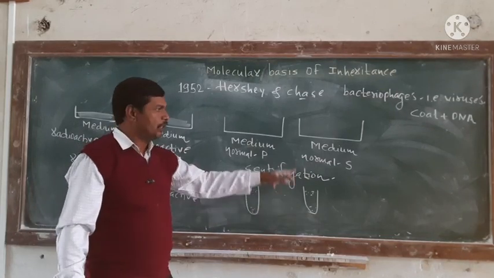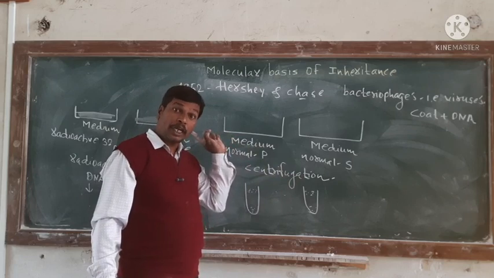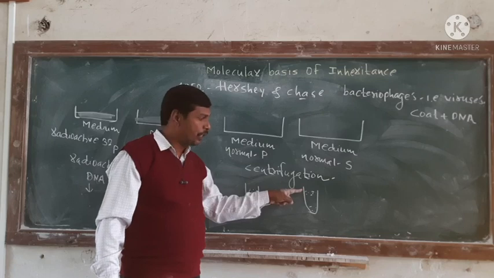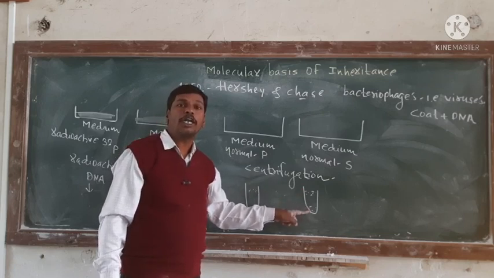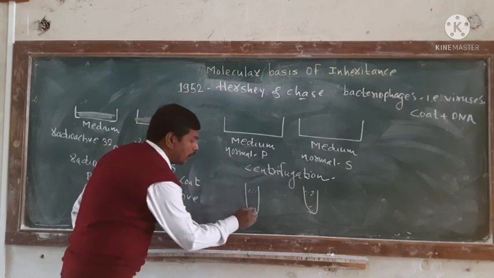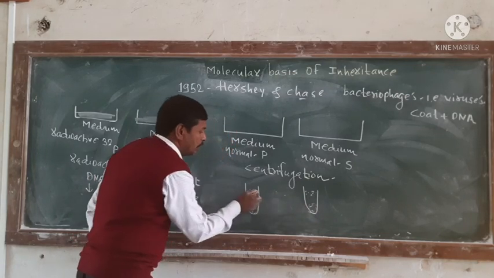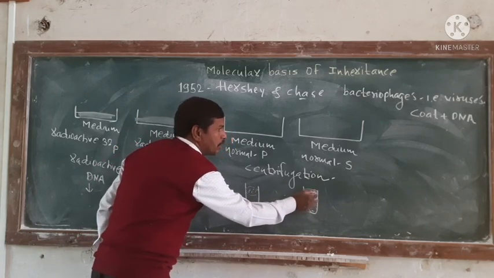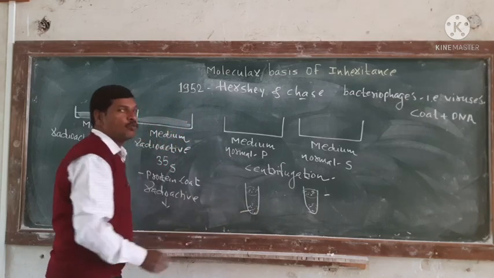The bacteria which are infected by the radioactive protein coat: the radioactivity is present in the supernatant, and the cells do not become radioactive. It clearly proves that here the radioactive cells are present with phosphorus, and there is no radioactivity in the cells with sulfur; the radioactivity is present in the supernatant with the sulfur.